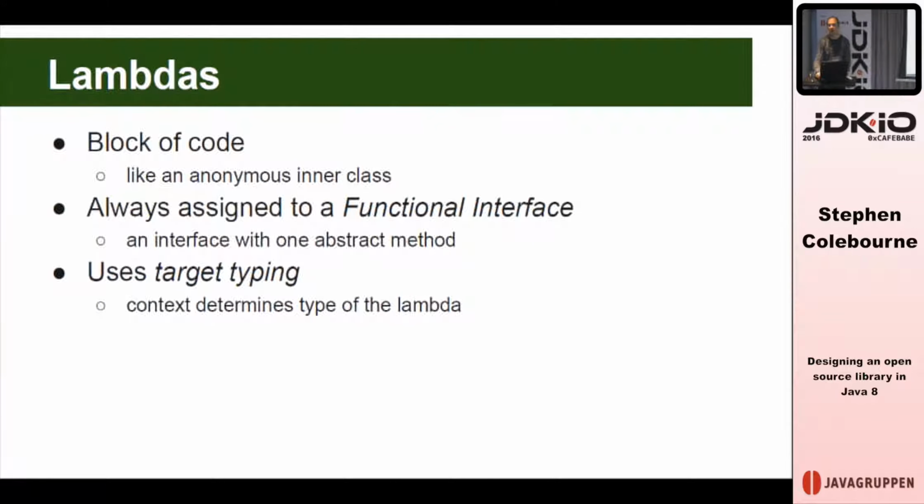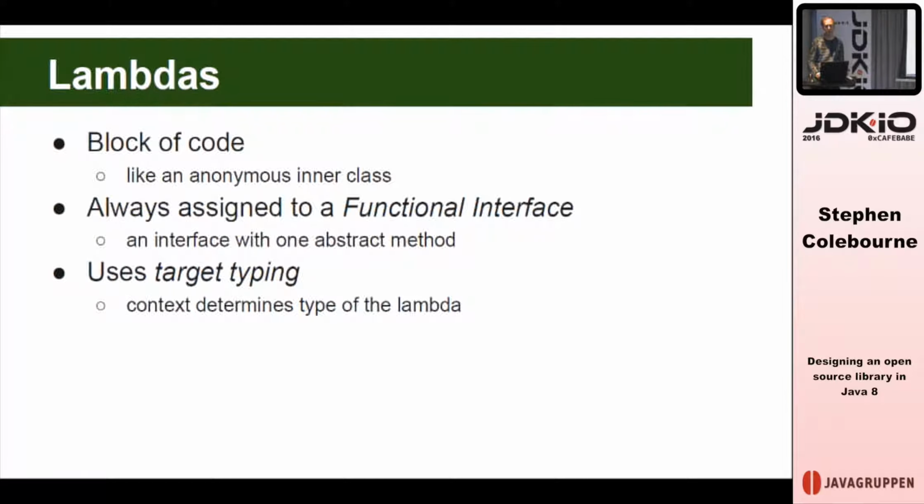So Lambdas are kind of the headline feature. In a way we had them before with anonymous classes, but because they're so much easier to write, because they're so much shorter, you can use them in places that you would never have done with anonymous classes, and that makes quite a big difference.